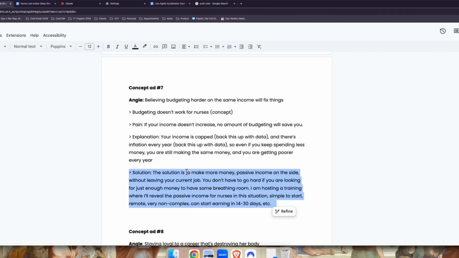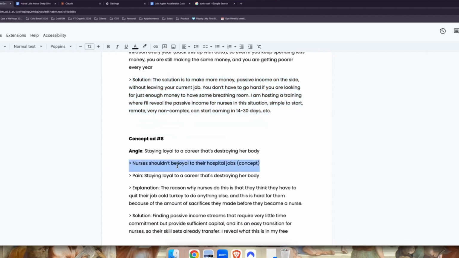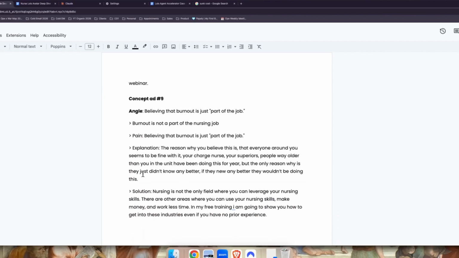So I've basically given the outline of what pain I want to use, the explanation behind my pain and my solution. Same thing with this one as well: the concept I want to use, the pain, the explanation, the solution, and I have that all written out already. So if I put this into Claude right now, it would know exactly how to do this and how to achieve the goal that I wanted to achieve, which is to write these concept ads for me.